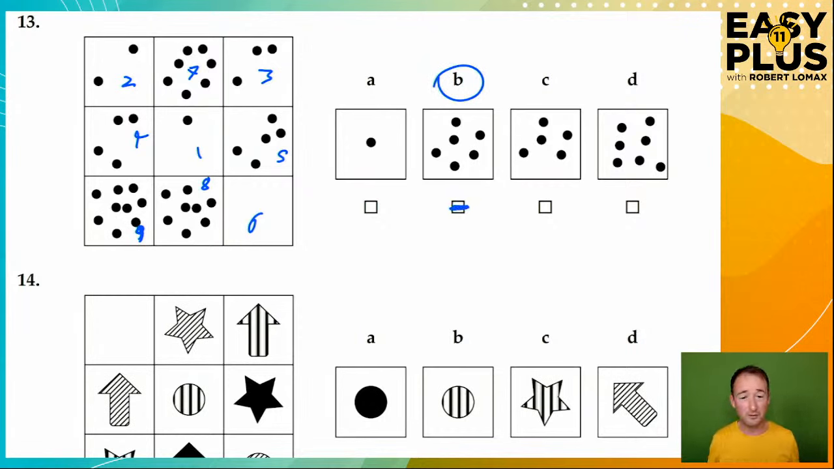So this is about being flexible. Very often with these, the pattern is going to be about things in rows or columns or diagonals. But sometimes you're looking for sets of things across the whole shape and looking for things that are missing.